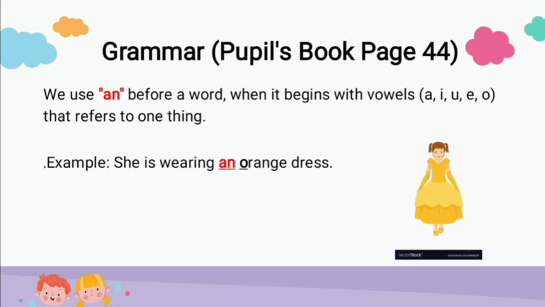Next, we use an before a word when it begins with vowels such as A, I, U, E, and O that refers to one thing. For example, she is wearing an orange dress. Why do we use an in the sentence? Because the word orange here begins with a vowel, that is O for orange. So that's why before the word orange we put an.